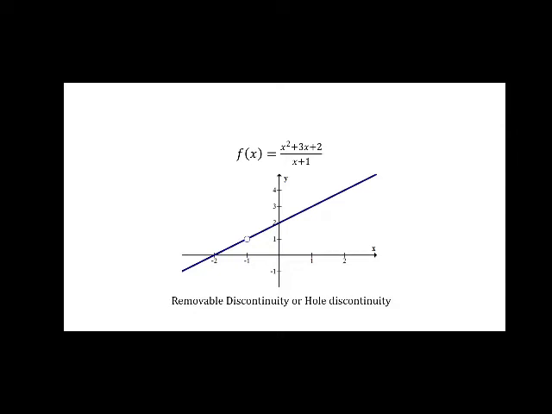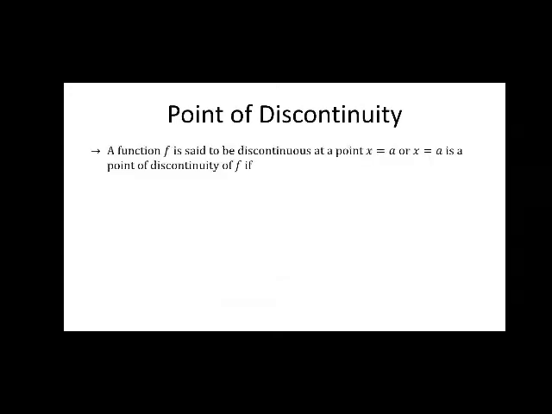Now let us take examples and understand all the three different types of discontinuity. Before that, let us define these three types of discontinuity. Whenever we are discussing points of discontinuity, the first one: a function is said to be discontinuous at a point, or we can say that point is a point of discontinuity for the function, if the limit is non-finite. That means it does not give you any finite value at that point in a limit. So that is one discontinuity.